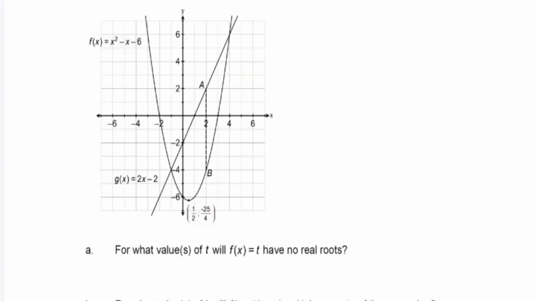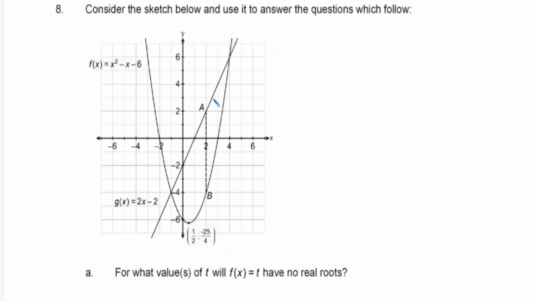Question number 8. An important question, a really, really important question. So we've got these two graphs. We've got f, which is a parabola. We've got g, which is a straight line. And the first thing it says is, for what values of t will f of x equals t have no real roots? Now, I'm going to do this question in two ways of thinking about it.